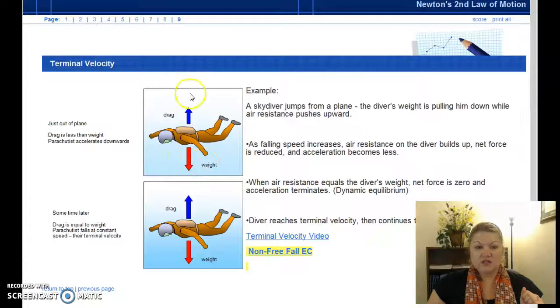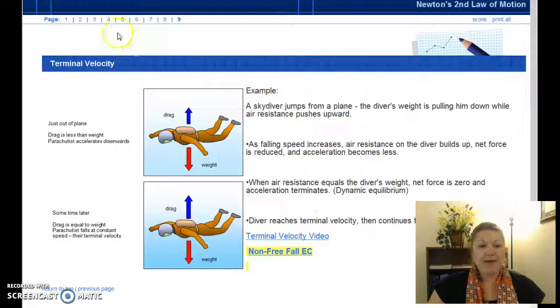So see this picture here? Initially, air drag's smaller than the weight of your skydiver. But eventually, because the speed increases due to the acceleration of gravity, that allows the drag to increase too, until the weight and the drag are equal. Then you start falling at terminal velocity, which means falling at a constant rate. Still falling, but you're not accelerating anymore. So this is a good video to help you out with that. As you can see, there's some extra credit points through here.